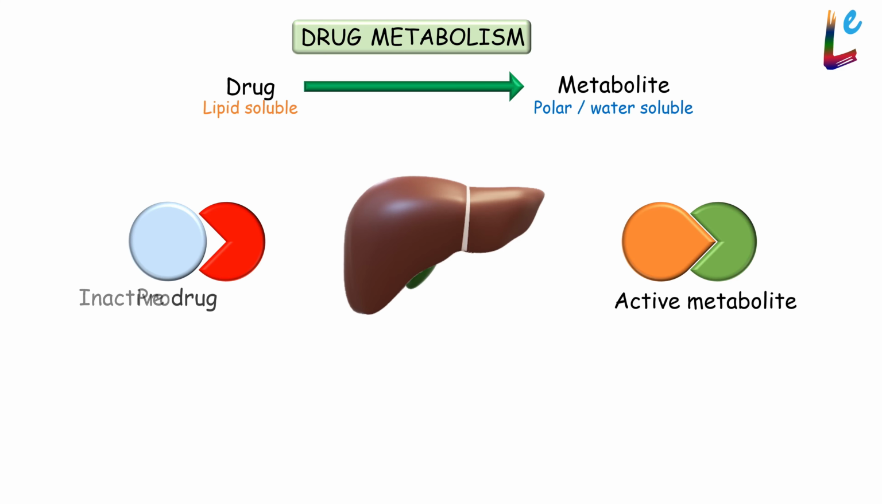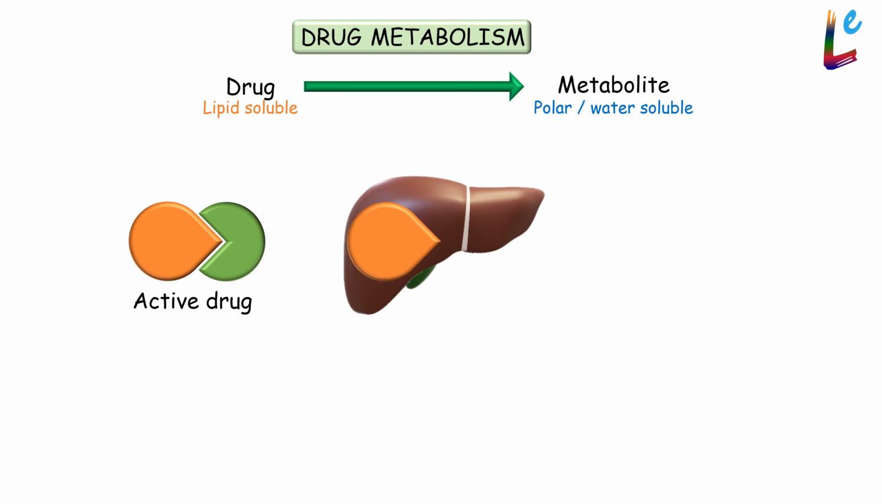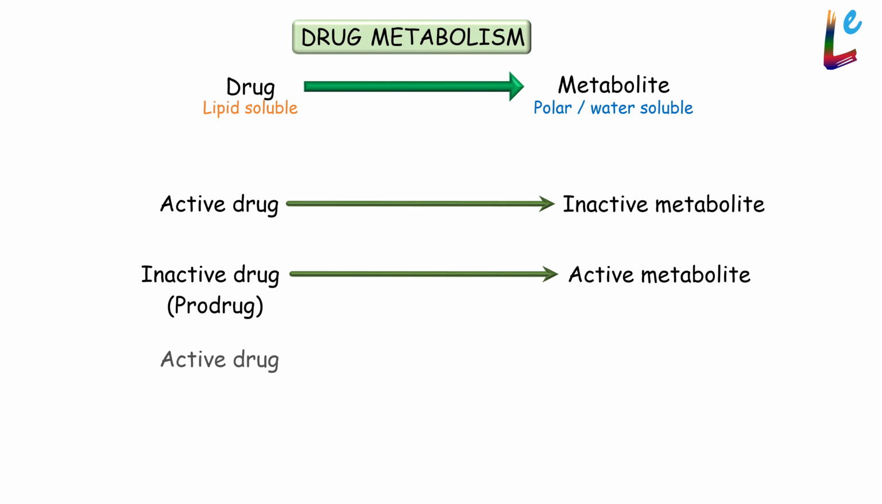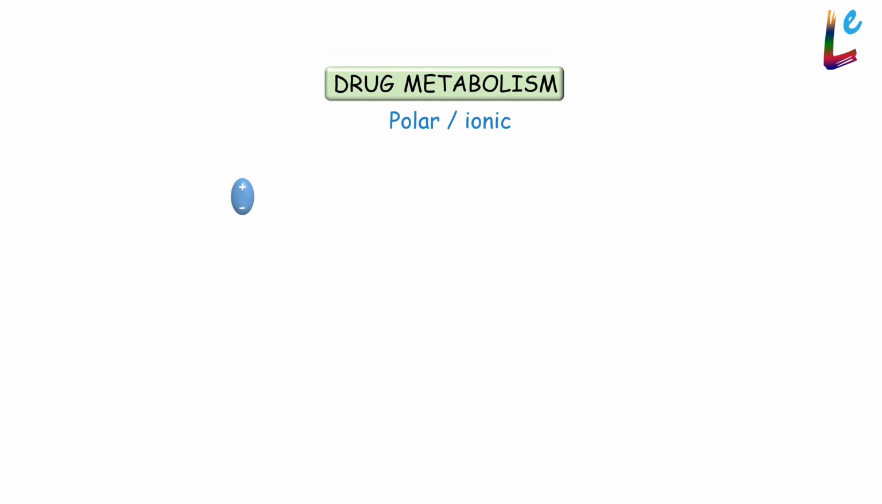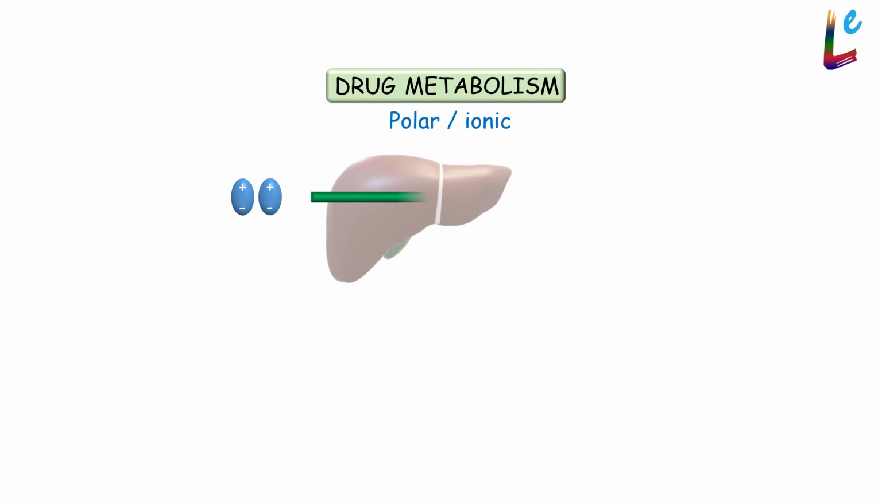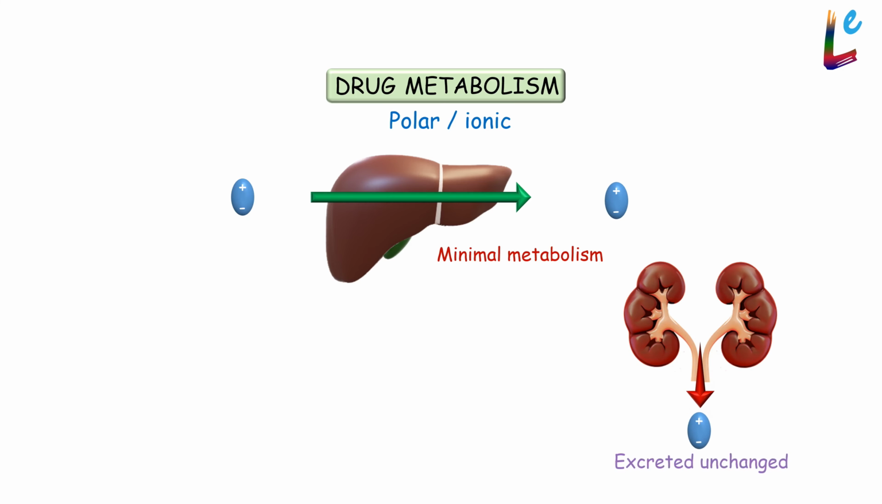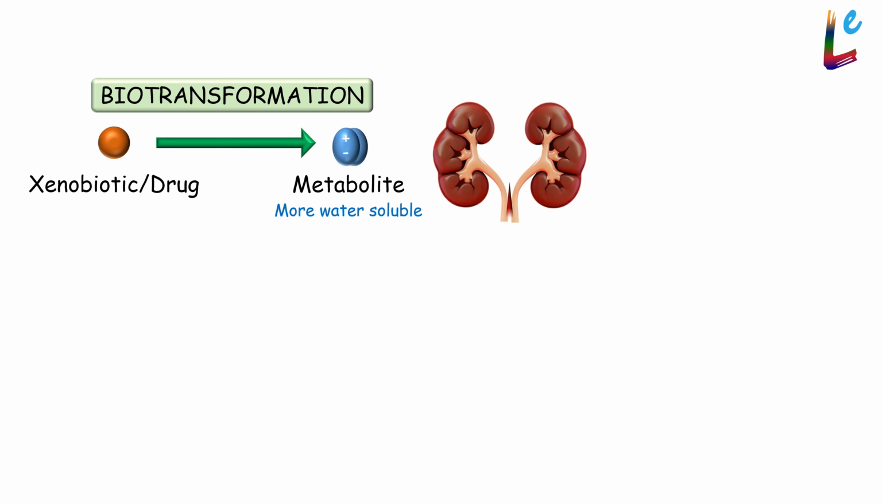Such drugs are called prodrugs. The possibility also exists that an active drug has a metabolite that is active too. The point is, with drug metabolism, all these outcomes are possible. Now, what if a drug is already polar or ionic? It might not be extensively metabolized like a highly lipid-soluble drug and can often be excreted without biotransformation. So, to summarize, biotransformation converts a xenobiotic into a more water-soluble form so that it can be more efficiently excreted.